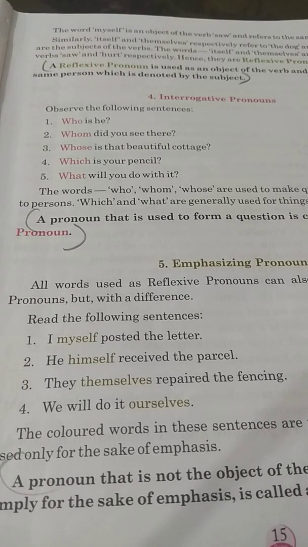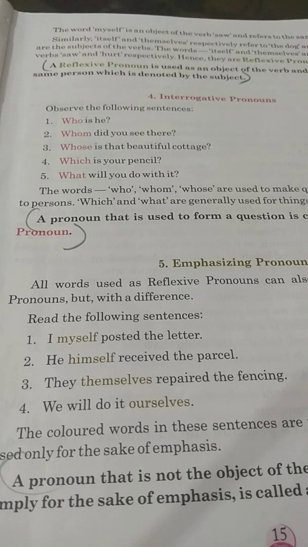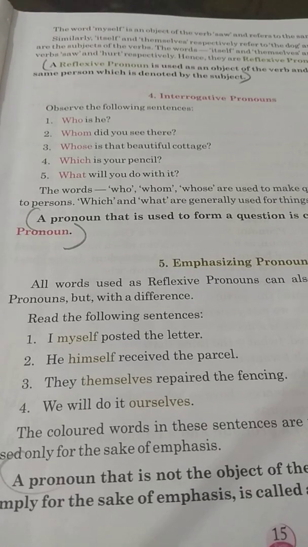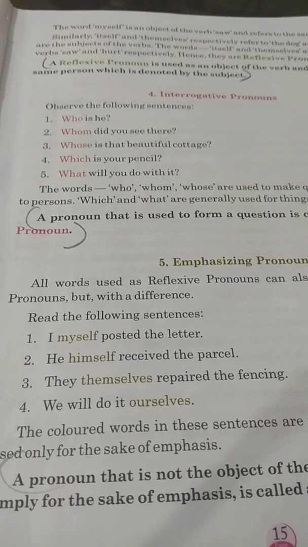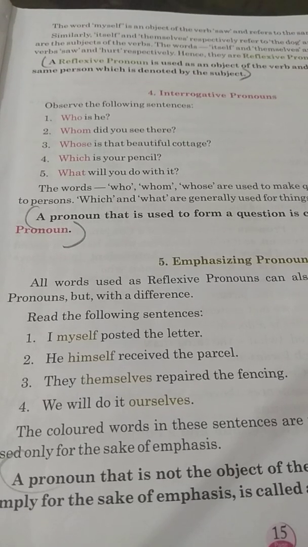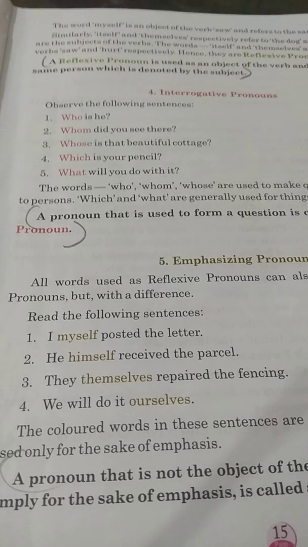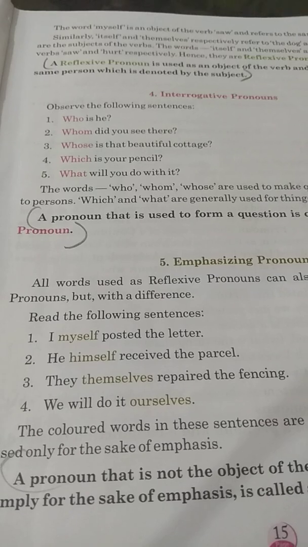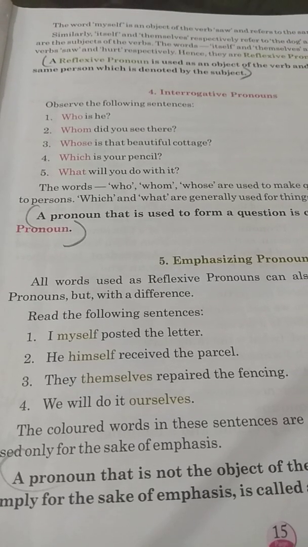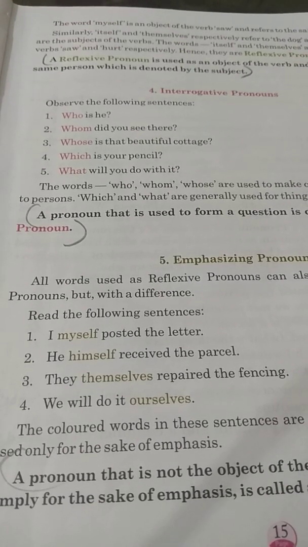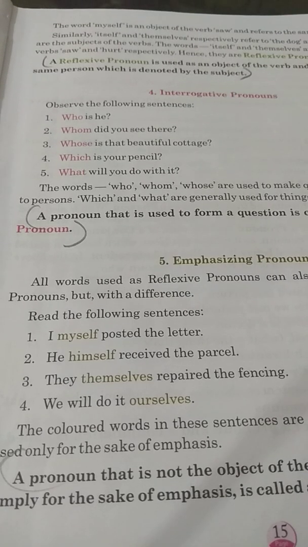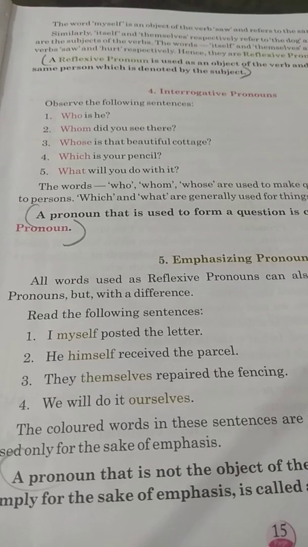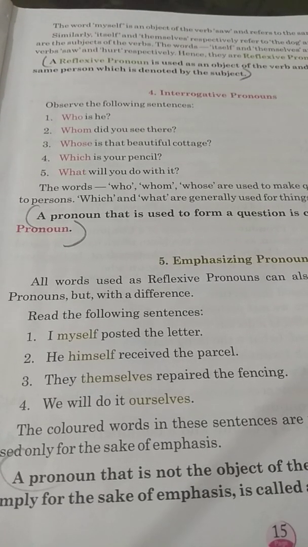A reflexive pronoun must be an object of the verb. In a sentence such as, he smiled when he saw himself in the mirror. Other reflexive pronouns: myself, ourselves, yourself, yourselves, herself, itself, themselves.